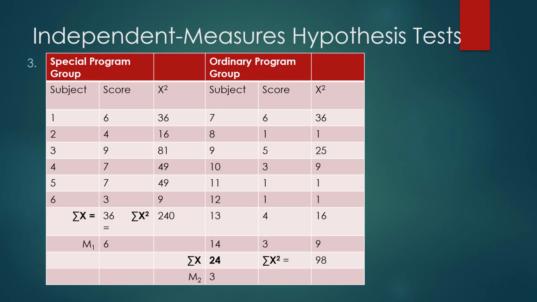So the sum of x is 36. All I did was add these scores together to give me 36. I squared these values. So 4 squared is 16, 9 squared is 81. That gave me the sum of x squared of 240. I took the sum of x, 36, and I divided by 6 to get my mean. Same thing over here. I took the sum of x, divided by 8, mean.